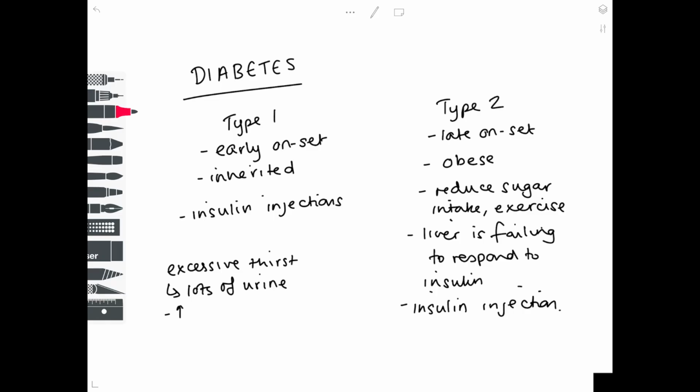You get increased hunger, sweet smelling breath, and the biggest giveaway is if the doctor tests your urine and there's glucose in the urine, that can be an indicator of diabetes, because really we know that the glucose should have been reabsorbed in the proximal convoluted tubule of the kidney, so glucose in the urine would indicate that there's something wrong.